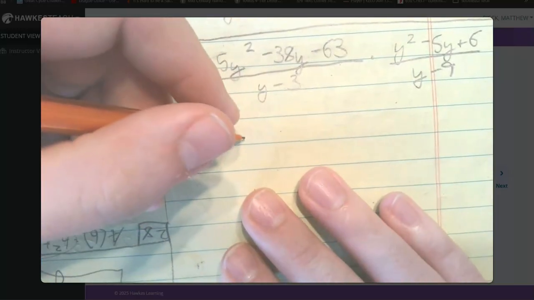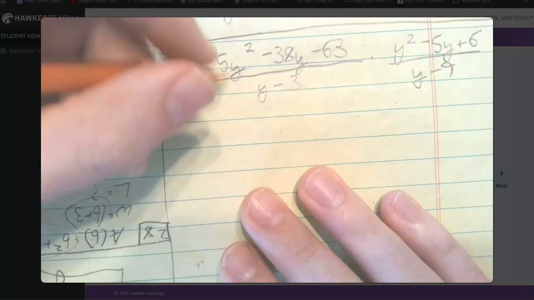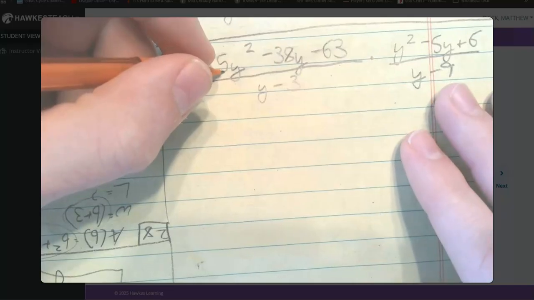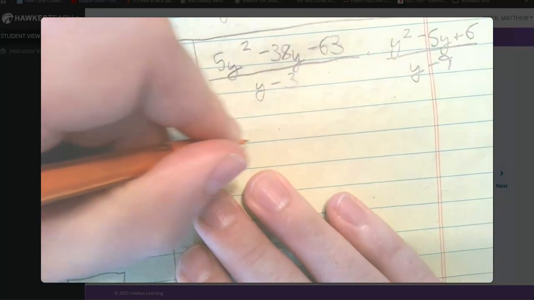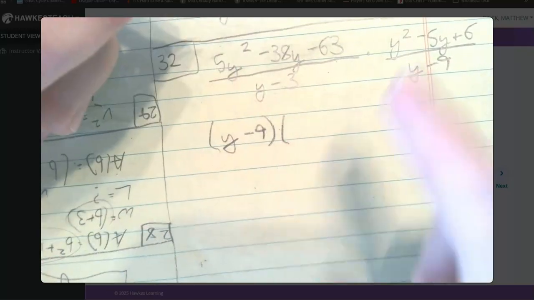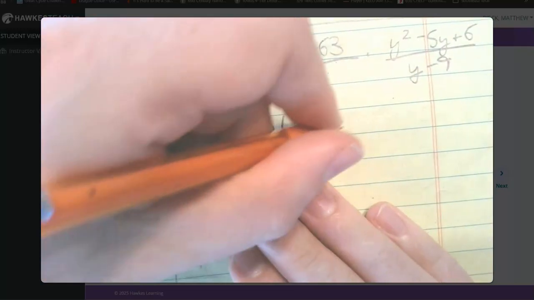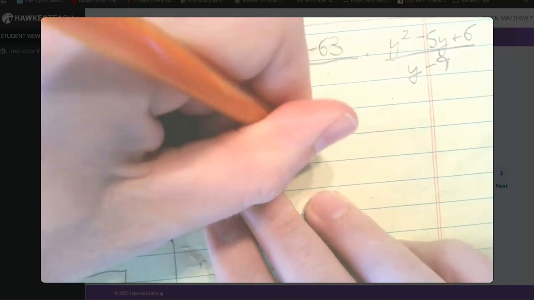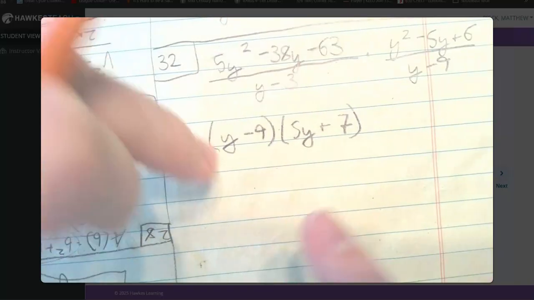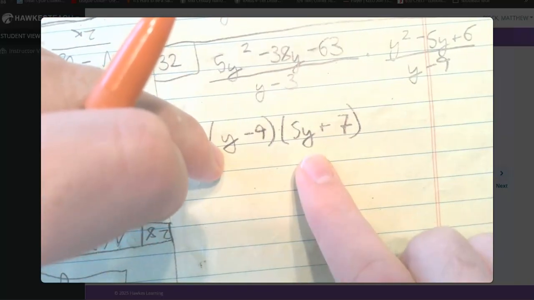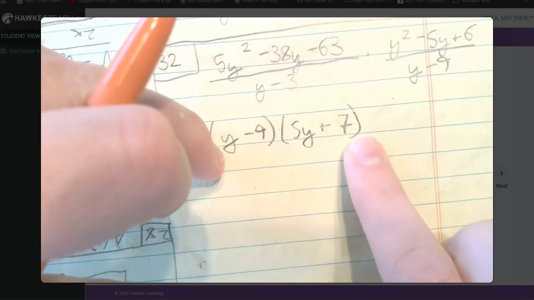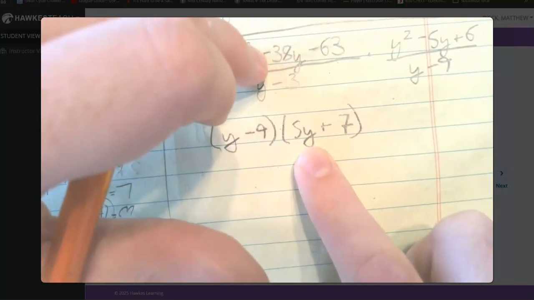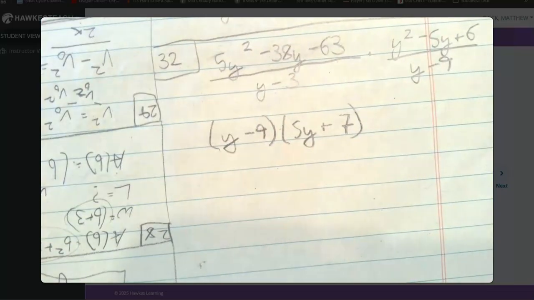All right, so first we can factor these. Looking at this, I want to be able to cancel out the y minus 9, so I'm going to try y minus 9. In order to get negative 63 here, I need to have plus 7, and to get 5y squared, this would be 5y. So 5y squared plus 7y minus 45y, which is negative 38y, minus 63. So it does work out.